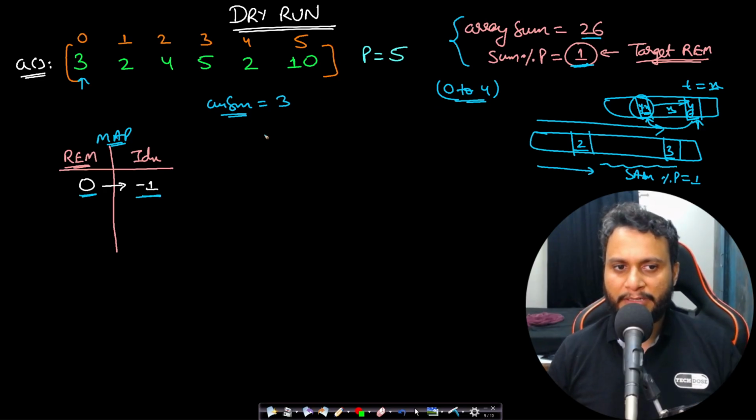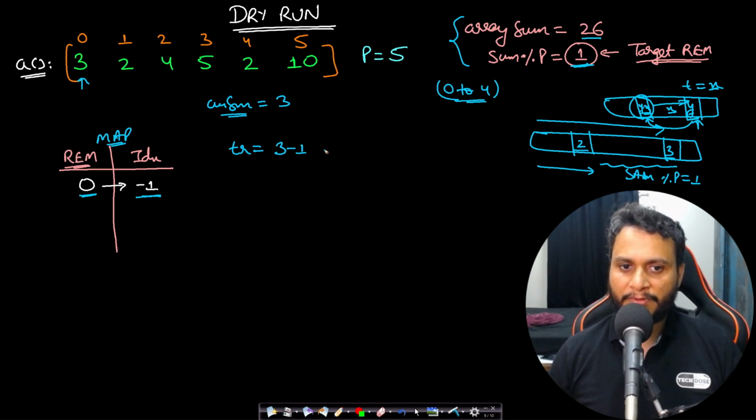So what will be my new target here? The target remainder will be equal to this current sum minus 1, and since the remainder value can go negative, we will add the p value to it and take it mod p. I have already explained this, right? This is the negative remainder adjustment. So in this case 2 plus 5 mod 5 will be equal to 2.